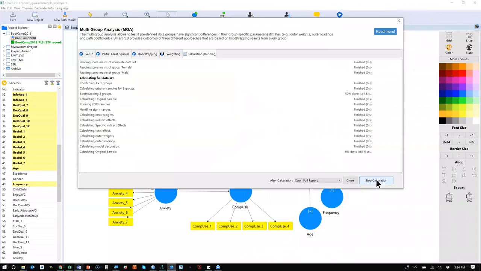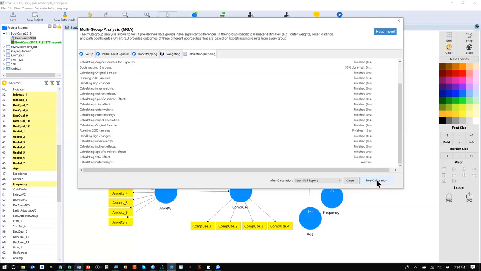So now it's comparing males and females? Males and females both on the outer and inner model. So it's doing all the measurement invariance and the causal differences. Would they compare the means also? Maybe. Let's check. Just a sec.